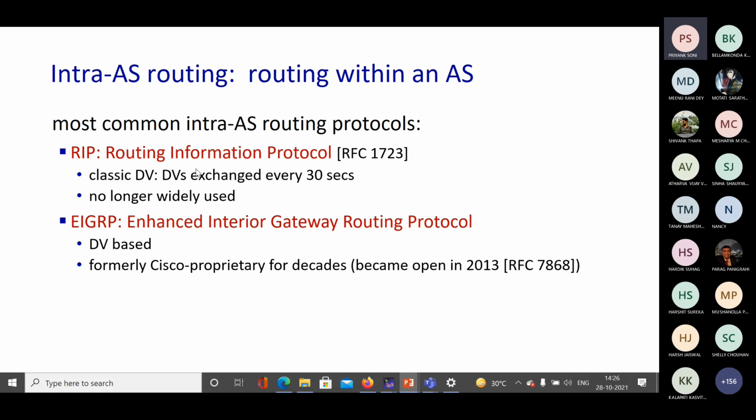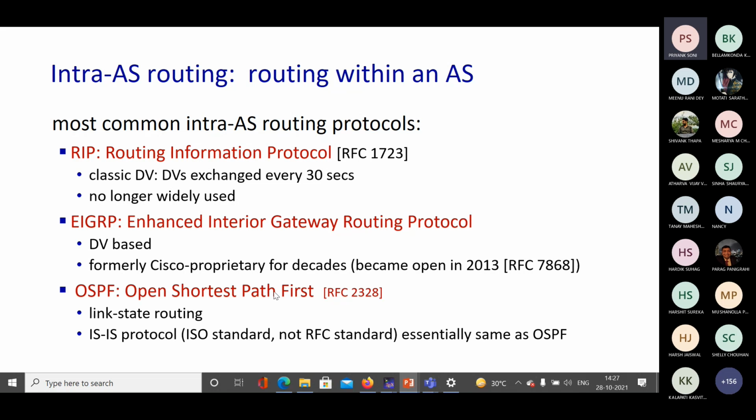Now the next protocol is EIGRP, or Enhanced Interior Gateway Routing Protocol. This is also a distance vector based protocol. It was proposed by Cisco, and it has been Cisco proprietary for a long time. Now it's open from 2013, and you can find it in RFC 7868.